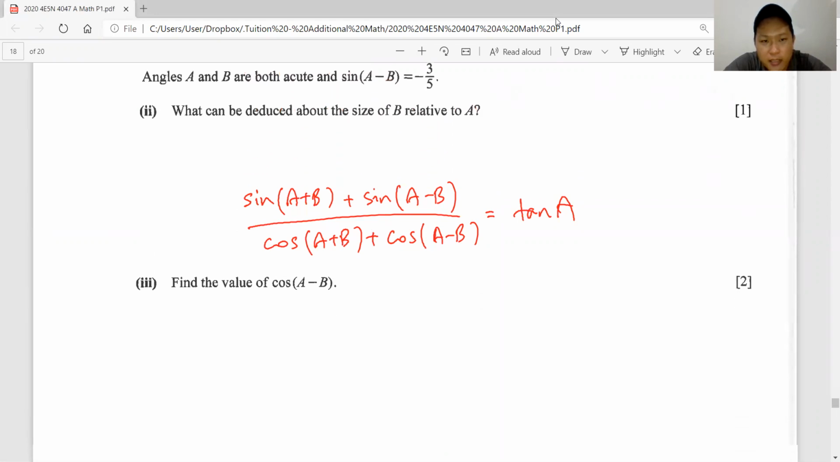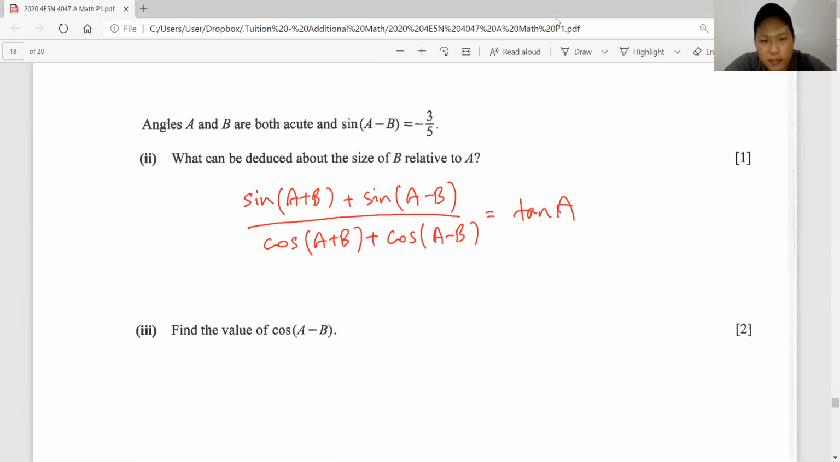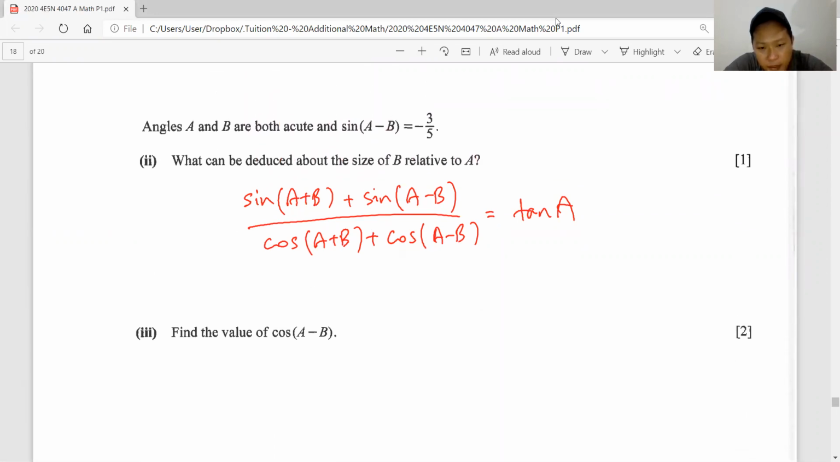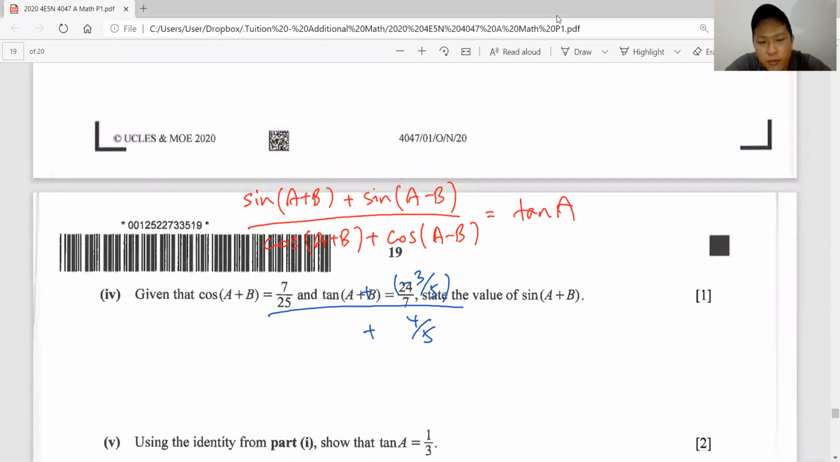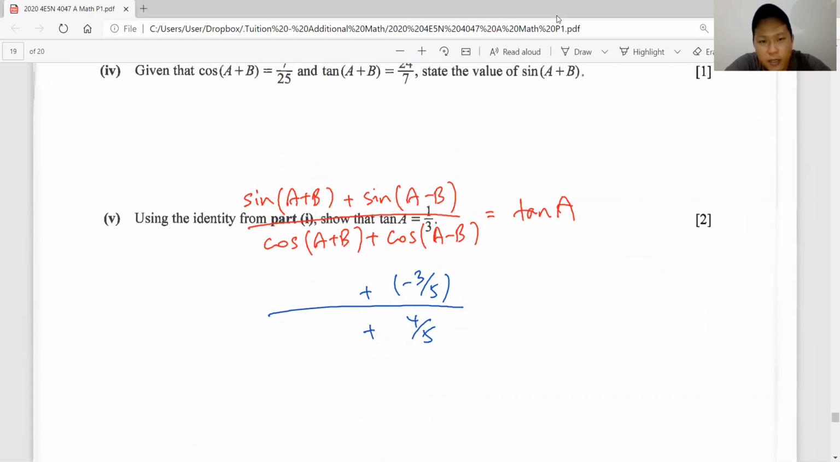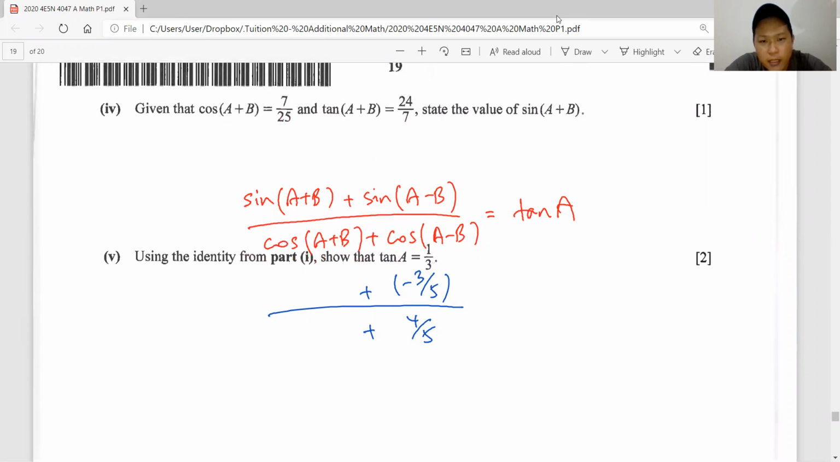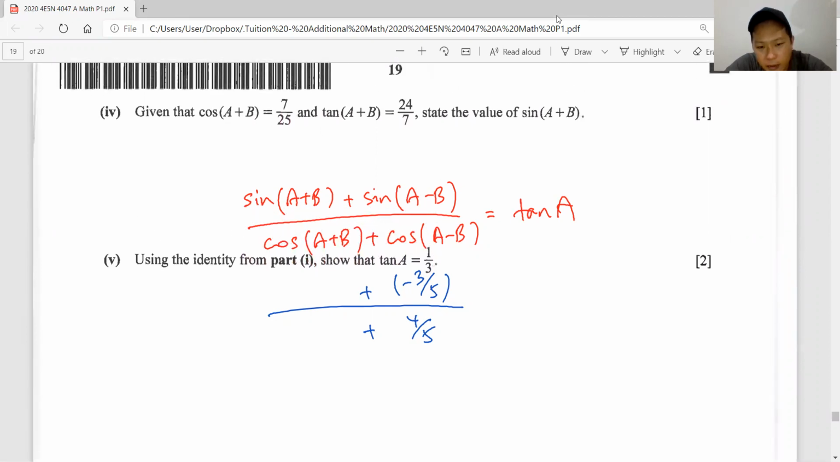And then, in case you didn't realize, the writing won't move on. The question can move on. So cosine A minus B is 4/5, just now we said. And then sine A minus B, negative 3/5. I'm just copying from part 2 here, as well as part 3. Okay, so continue moving down. Copy some more.